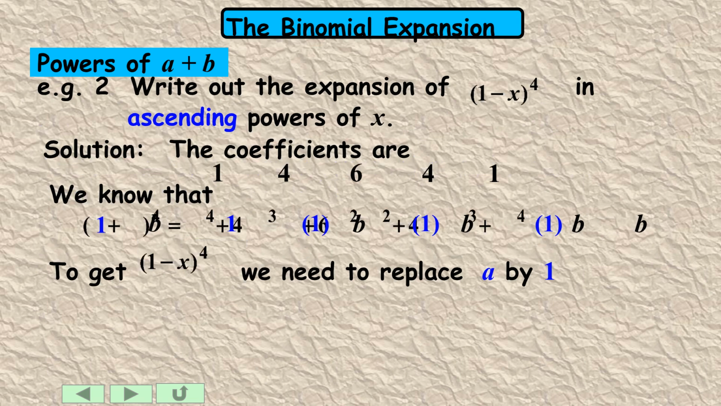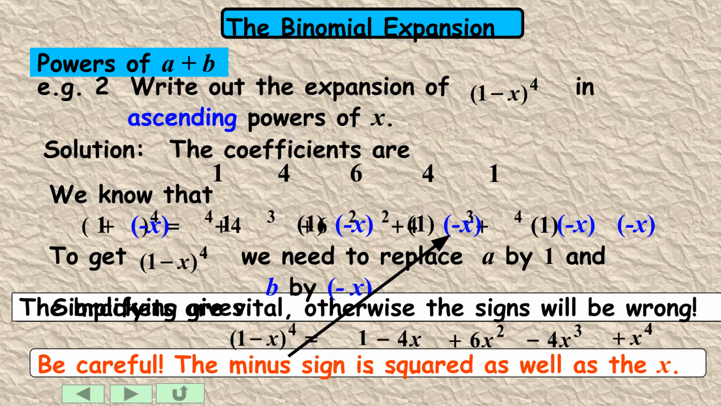Now, let's write out the expansion of 1 minus x to the power of 4 in ascending powers of x. Ascending powers mean the first term has the lowest power of x, and the powers increase. The coefficients for a power of 4 are 1, 4, 6, 4, and 1.